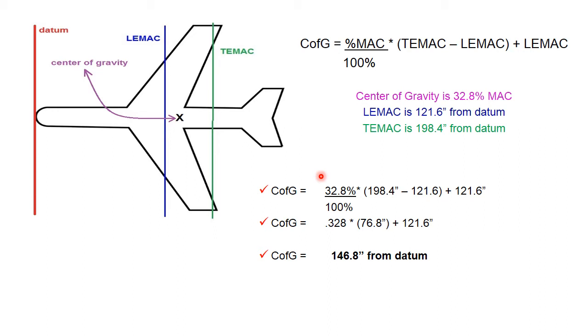After performing the subtraction in parentheses, we get 0.328 times 76.8 plus 121.6. After performing those last calculations, we find that our center of gravity, expressed in inches from datum, is 146.8 inches.